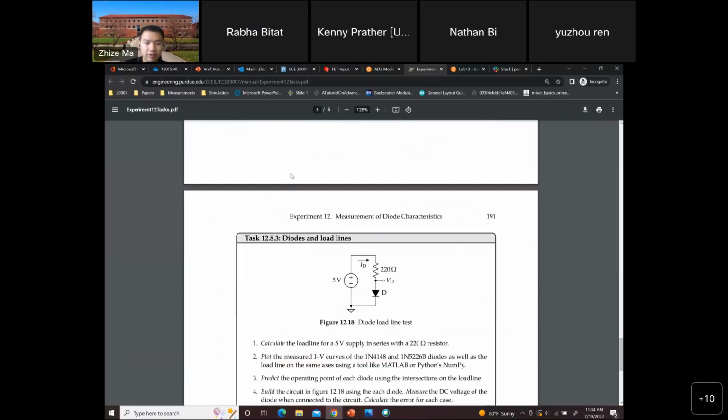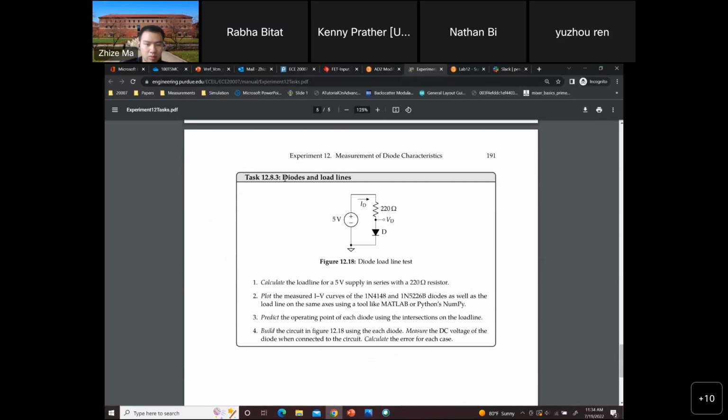Okay, if not, task 3. Task 3 should be pretty simple. It's about diodes and load lines. So first of all, how to draw the load lines.